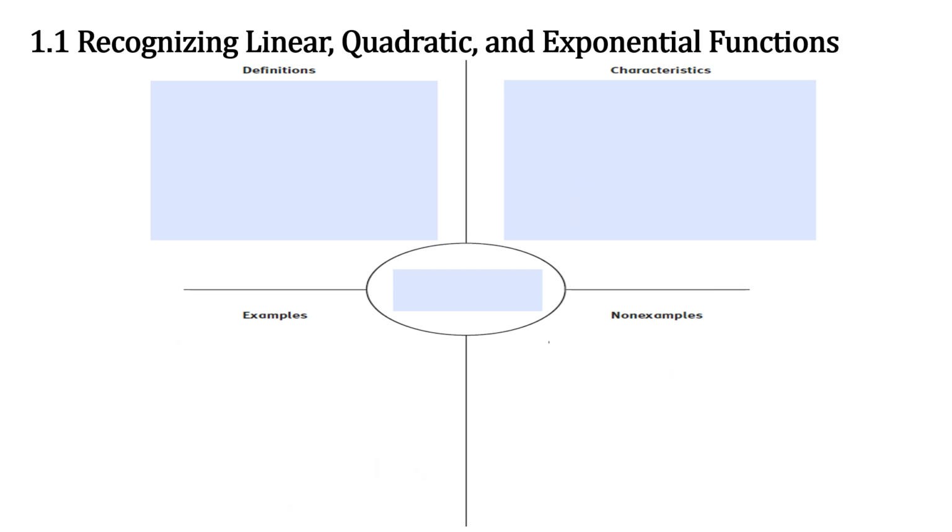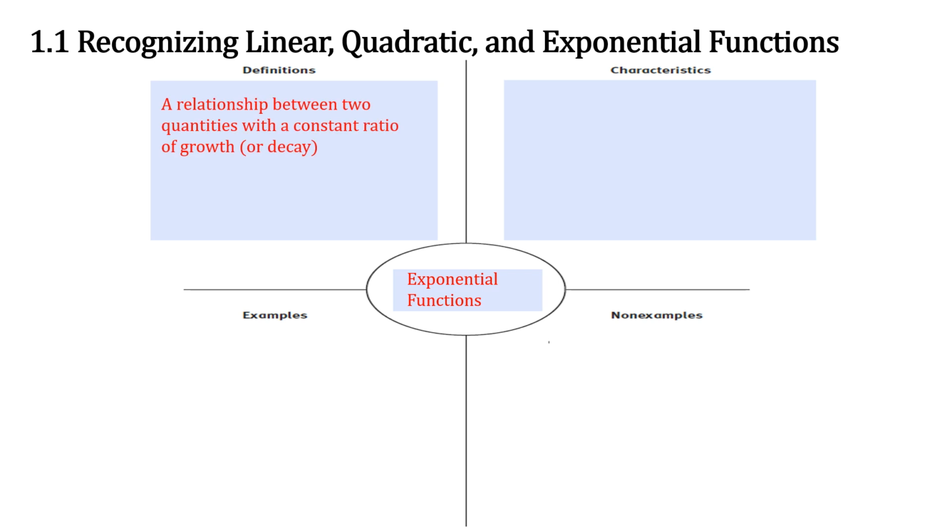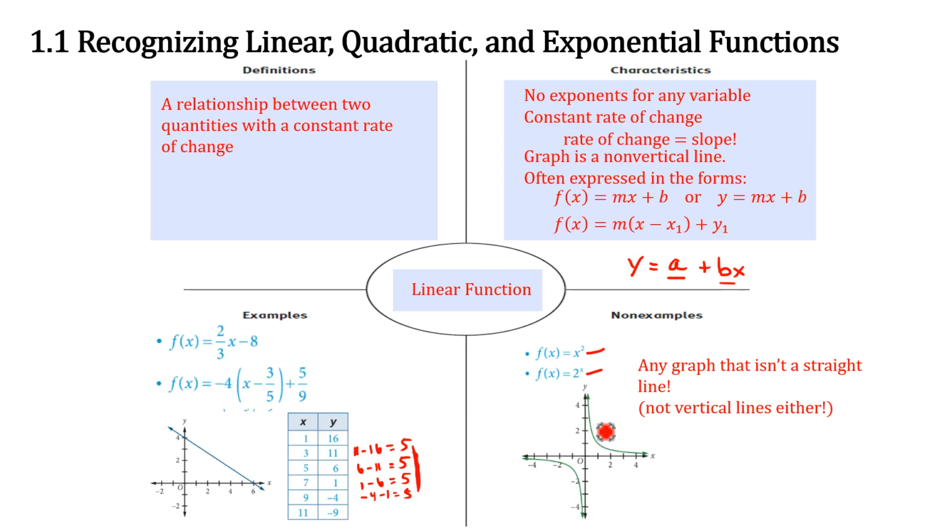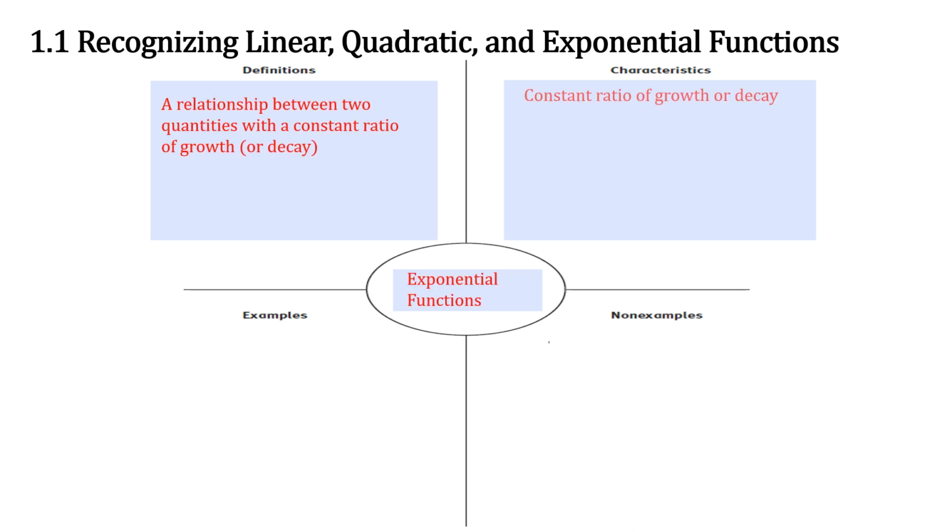Okay, so let's talk about exponential functions. A relationship between two quantities with a constant ratio of growth or decay. Ratio means you're multiplying by the same thing every time. Instead of subtracting like we just did, we're going to divide. Constant ratio of growth or decay. Graph is asymptotic. That is kind of what this looks like. Asymptotic means it approaches the line but never crosses it. Don't worry about the fancy math word yet. We will get way more into that later.